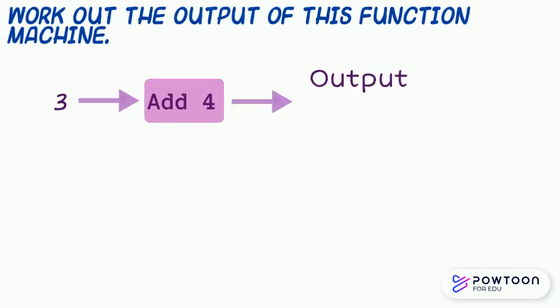In this first example, we've got work out the output of this function machine. So we're starting off with an input of 3. Our function is actually saying add 4, and now we're looking for the output. So that add 4 just means take the 3 plus 4 to it, so our output is just 7.